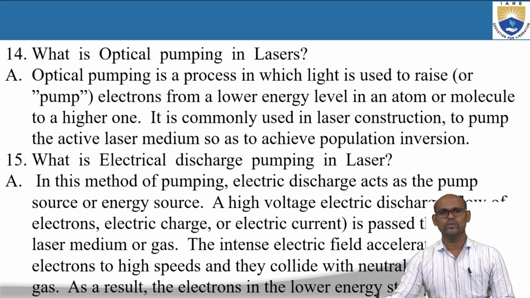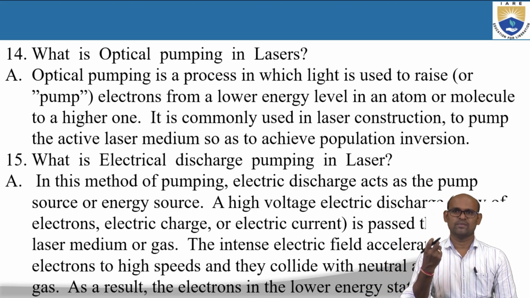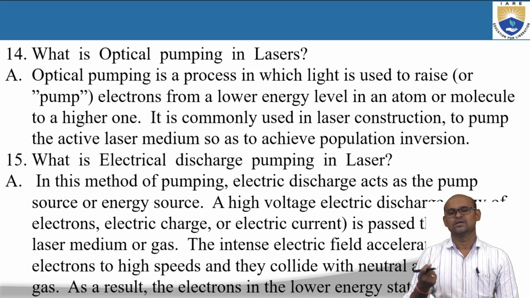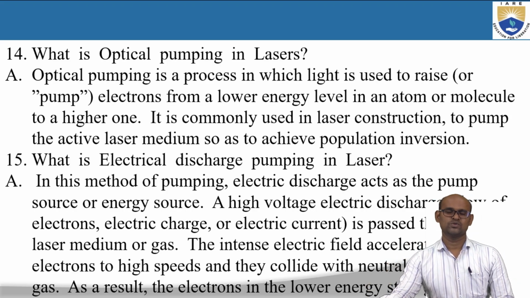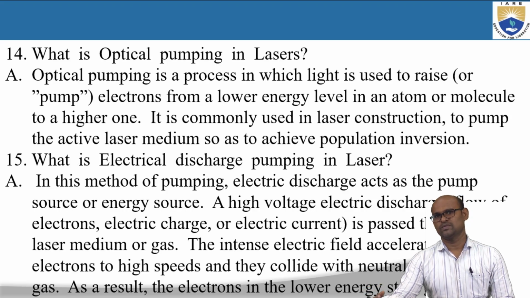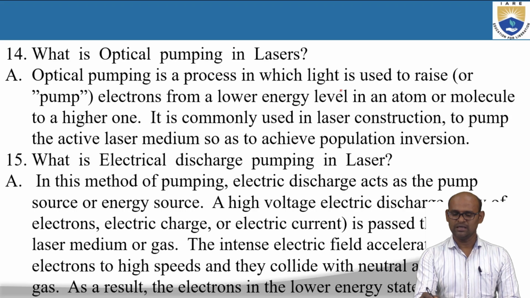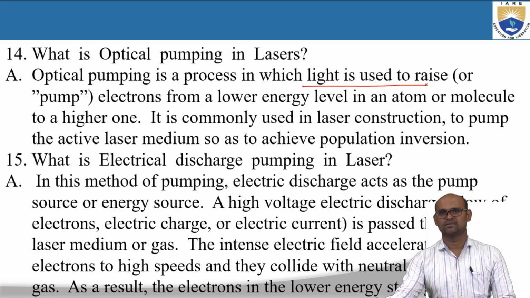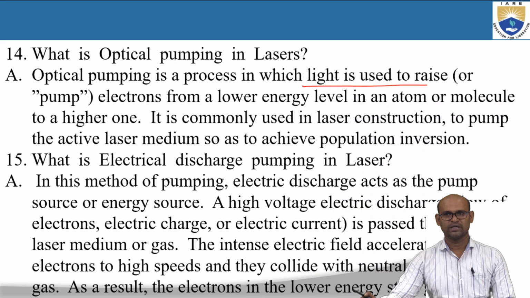So for example, in ruby laser we use a xenon flash lamp, and whenever this flash lamp gives a flash, the energy is released and the atoms will absorb the energy from this flash, and then they will get excited to the higher energy. So basically we are using light. If we use light energy on atoms in the ground state, that is called optical pumping.